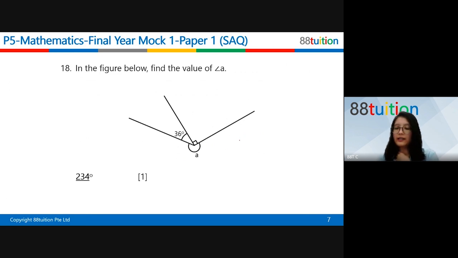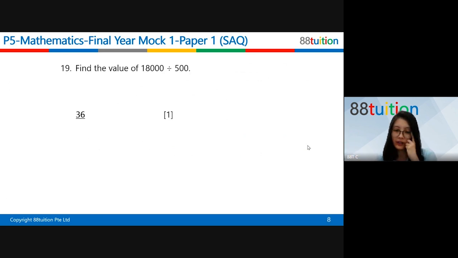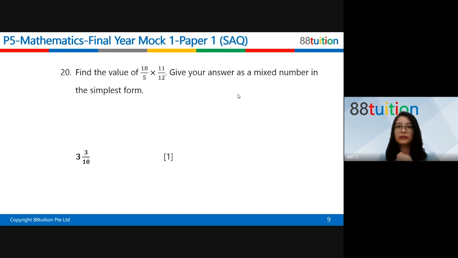5A. Angles at a point, right? We take 360 minus 36 minus 90, we'll get 234. Find the value of this. Okay, there are different ways you can do it. But I think you might see it easier if I write it in the fraction way. Then we can know that both can divide by 100, right? You can cancel 2 zeros for top and bottom. Then we take 180 divided by 5, and then we get 36. We use long division. Okay, and that's the answer. Next.